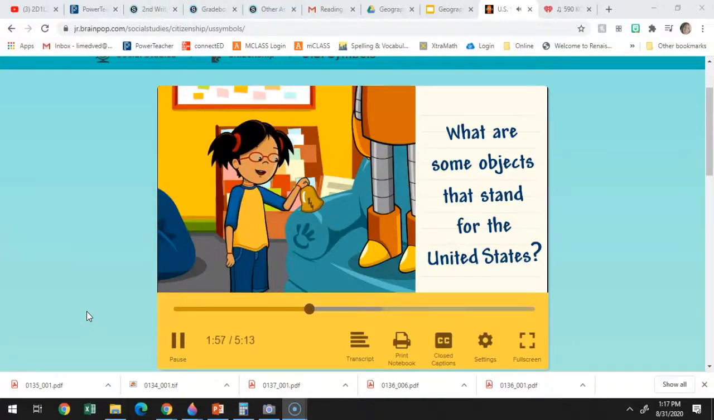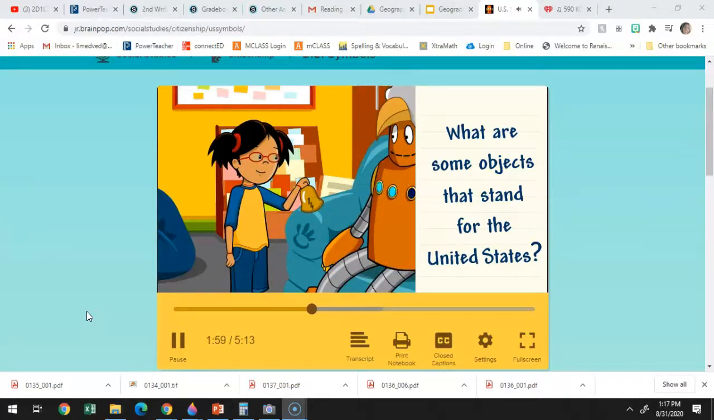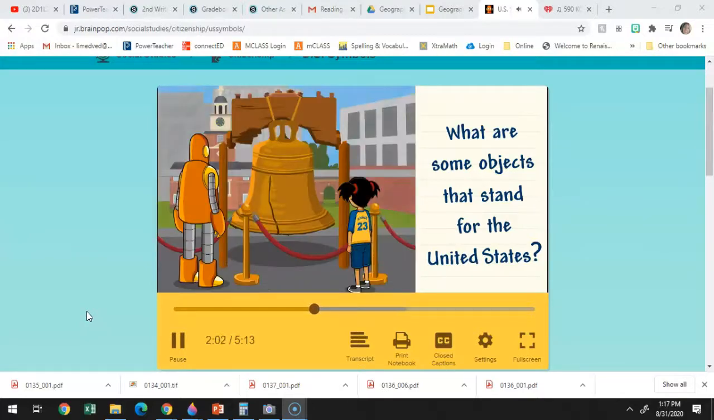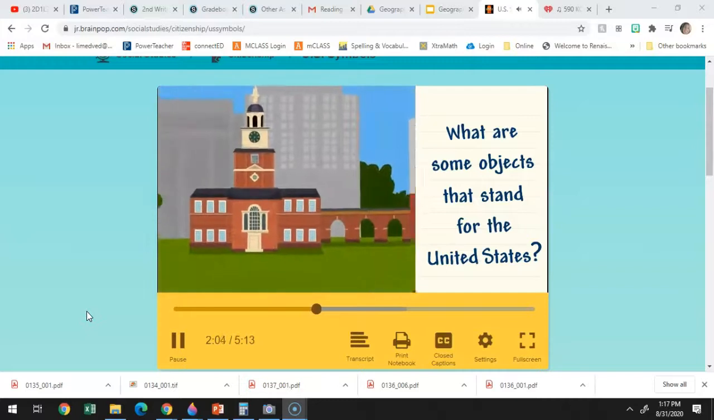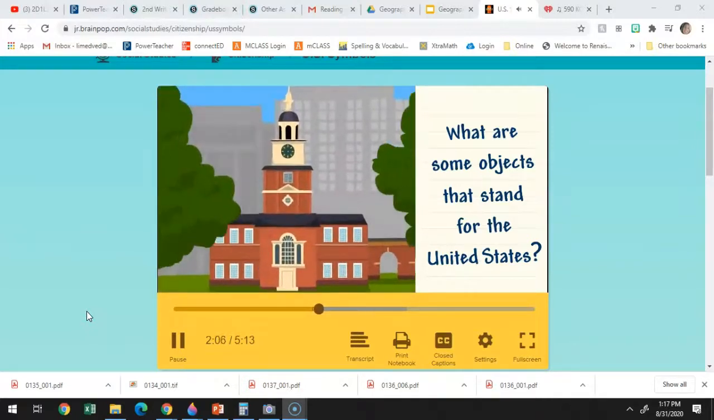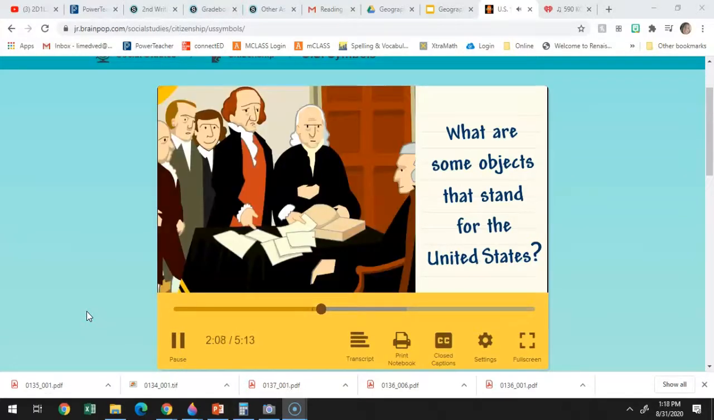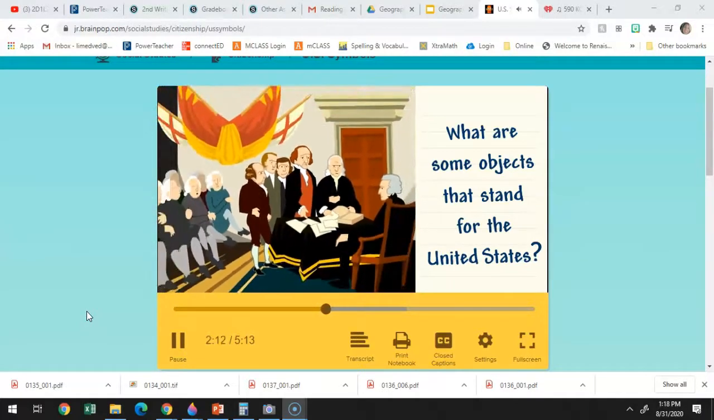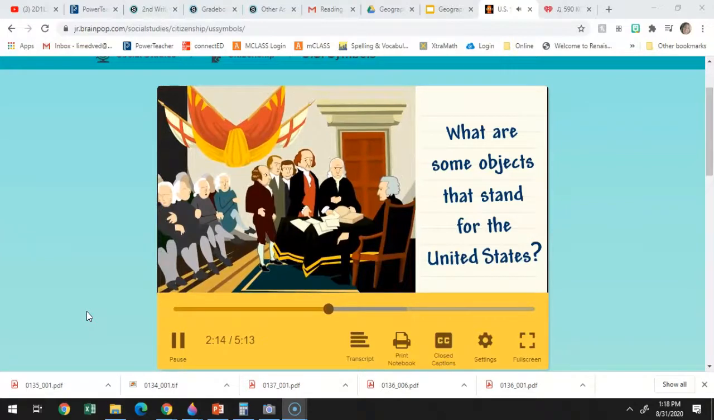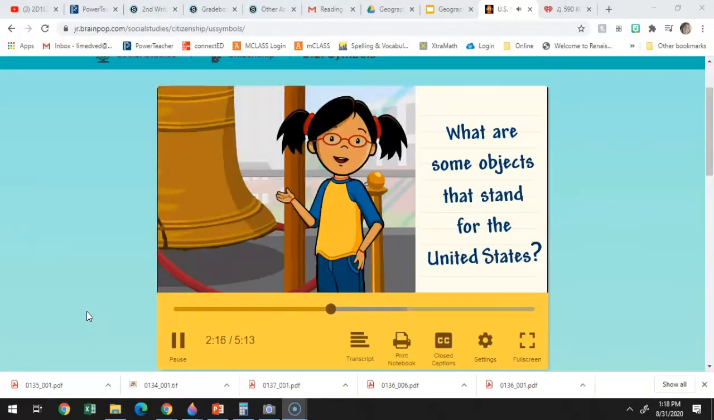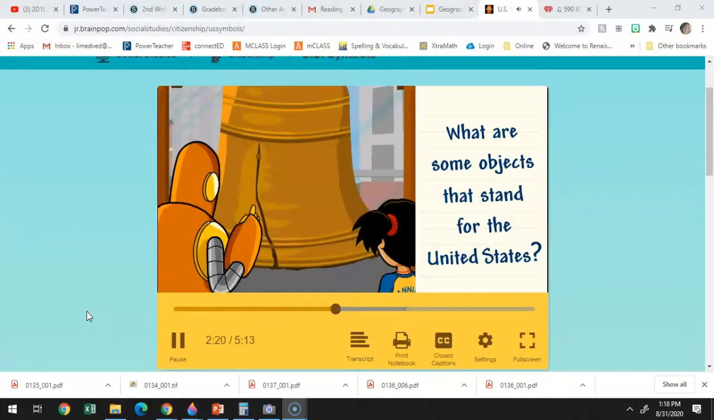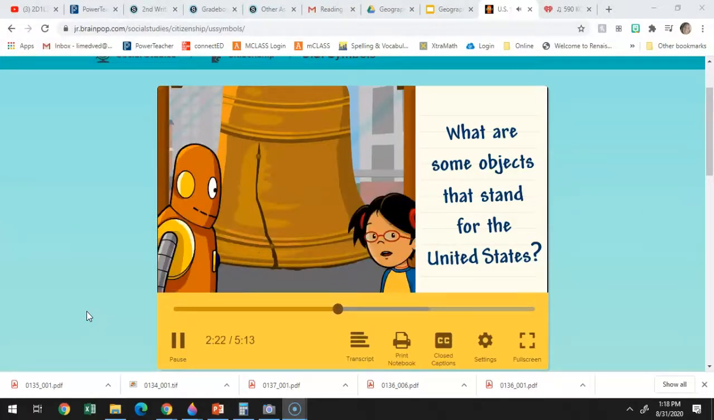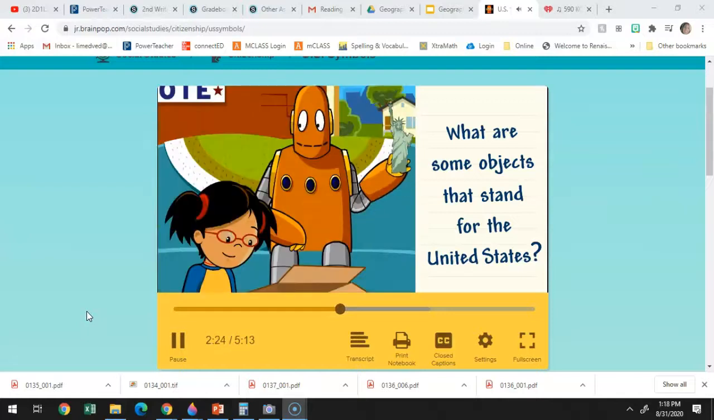The Liberty Bell also represents freedom. The Liberty Bell used to hang in Independence Hall in Philadelphia, Pennsylvania. The bell rang to announce the Declaration of Independence in 1776. The Liberty Bell stands for freedom and independence. Yeah, that is a big crack.